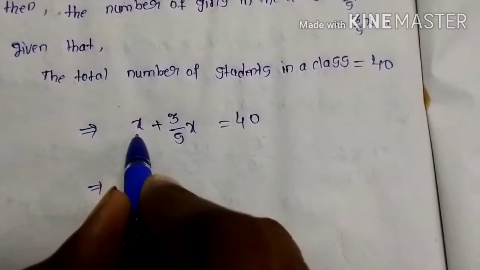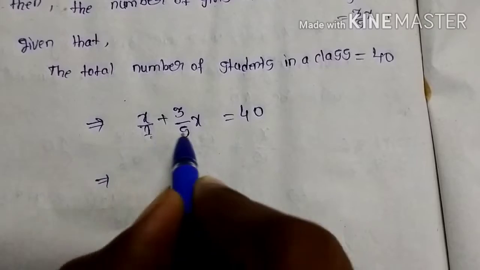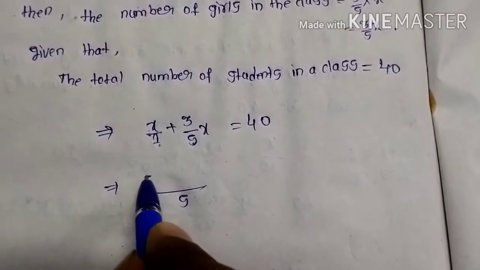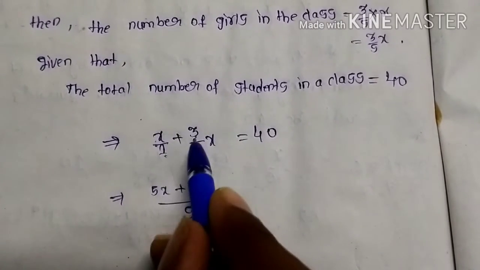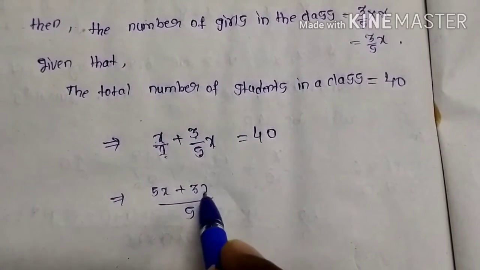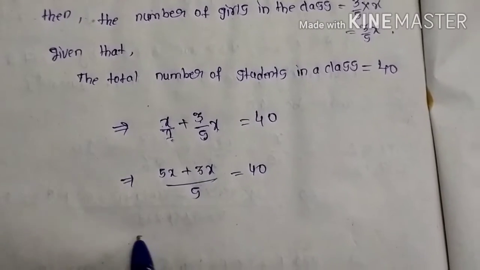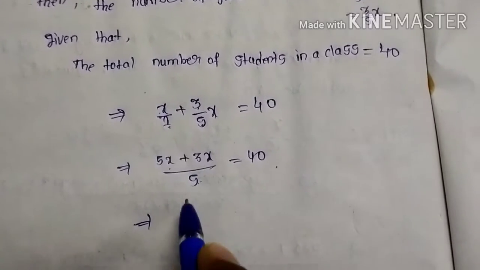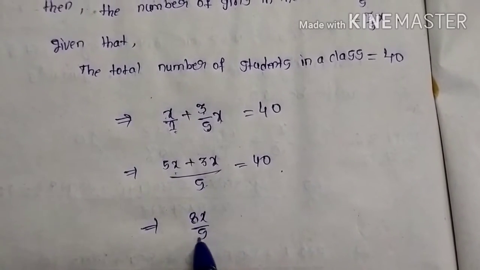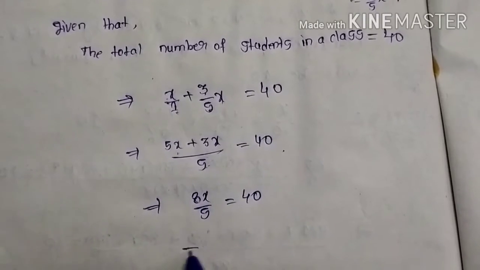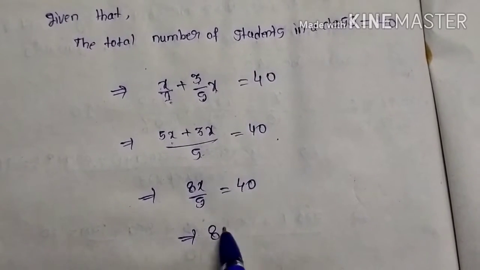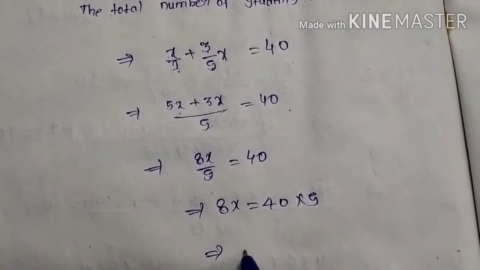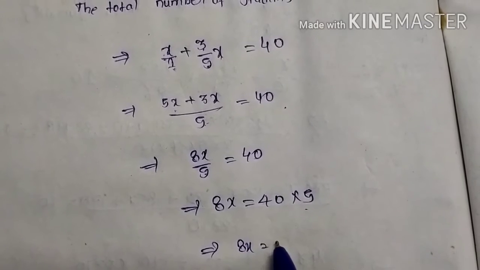You know that x means x by 1. What is the LCM of 1 and 5? 5 only. Or you can do cross multiplication: 5 into x, 5x, plus 1 into 3, 3x, is equal to 40. Next, 5x plus 3x is 8x, so 8x by 5 is equal to 40. Next step, transpose 5 to the RHS, that means 8x is equal to 40 into 5, which is 200.